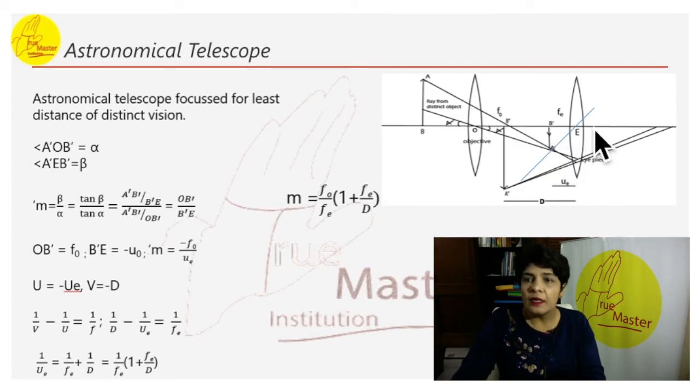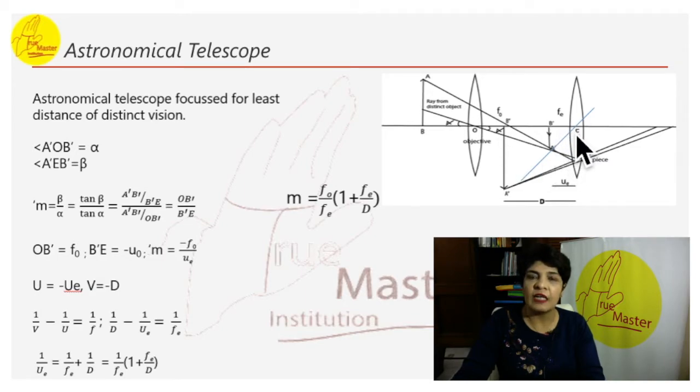The angle AOB is alpha, A dash O B dash is alpha. The angle A dash E B dash is beta. So magnification is M equals beta by alpha, which can be written as tan beta by tan alpha.